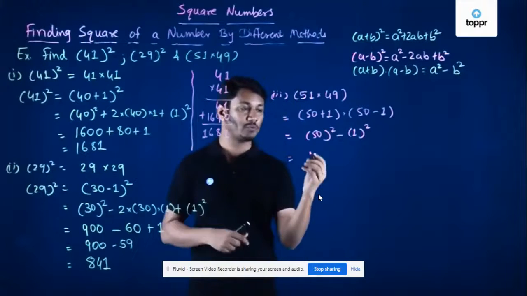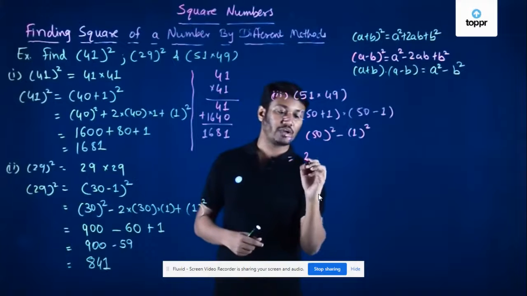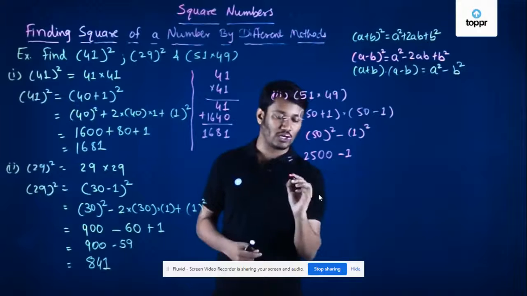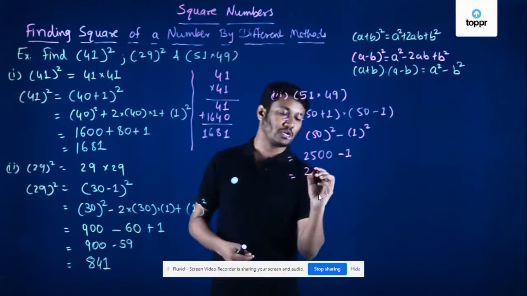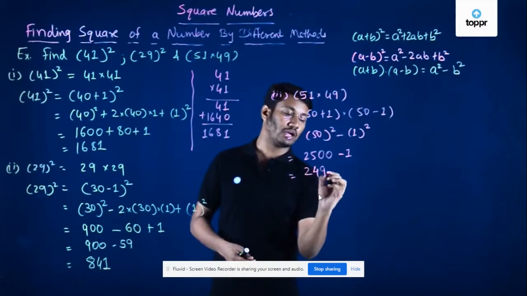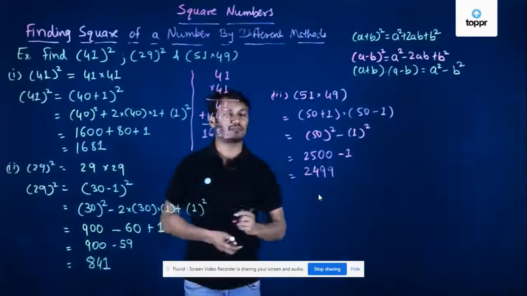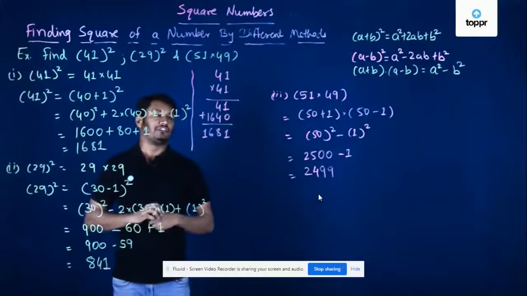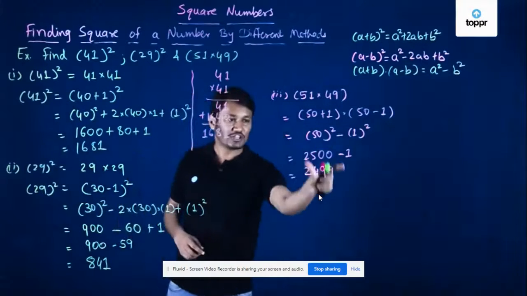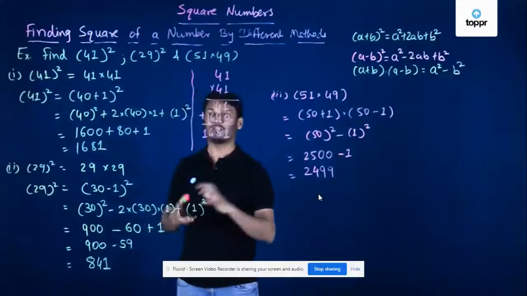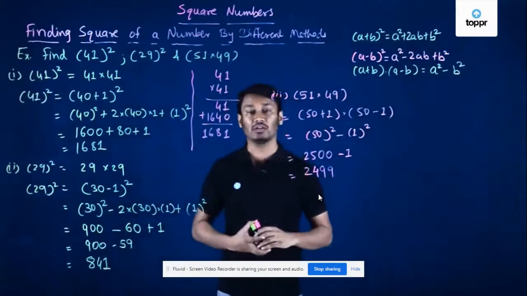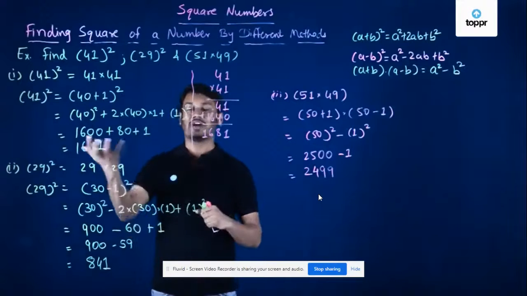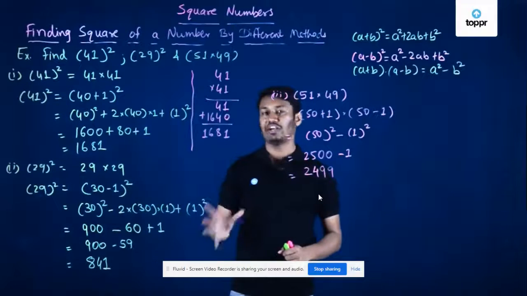Now 50 square will be how much, students? 5 square is 25, and this single zero will repeat. 50 square is 2500 and 1 square is 1. So 2500 minus 1 becomes 2499. So that is the answer for 51 into 49. And as you can see, we have found this very easily using just a couple of calculations. So I hope, students, this first type of questions is clear to everyone. Let us now look at a few more numbers and see how to find their squares using similar interesting short methods.